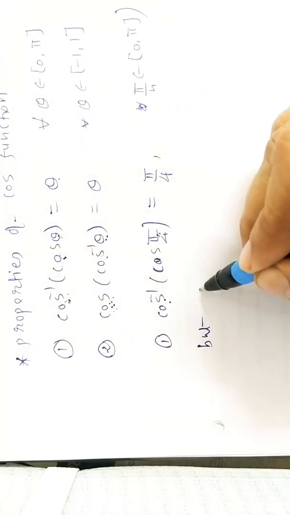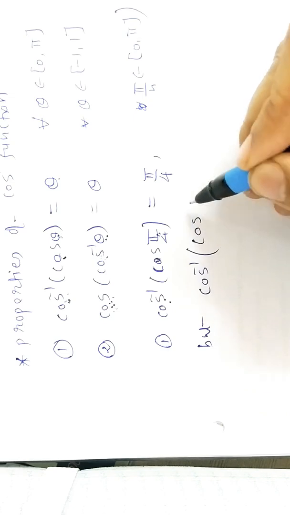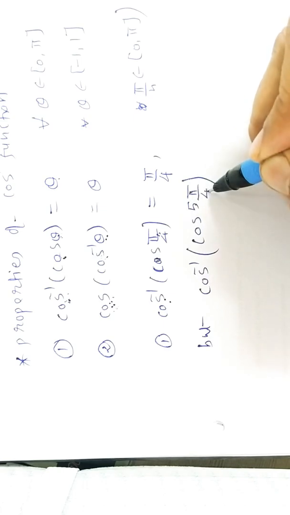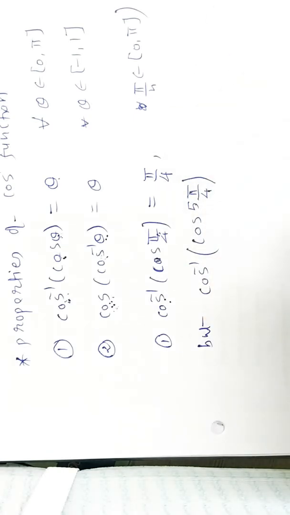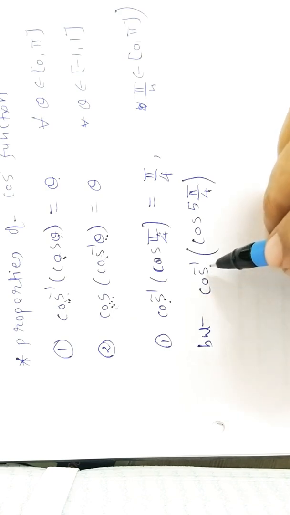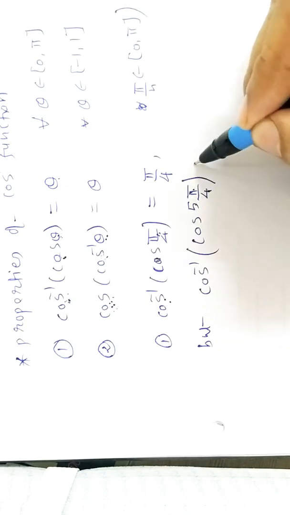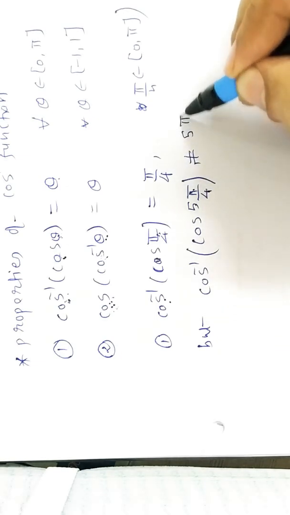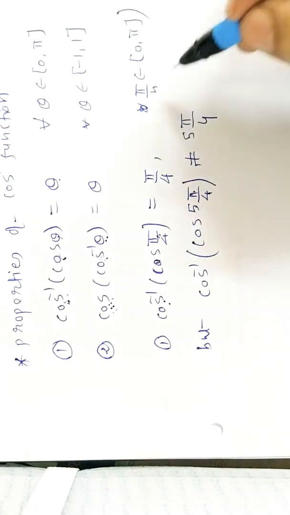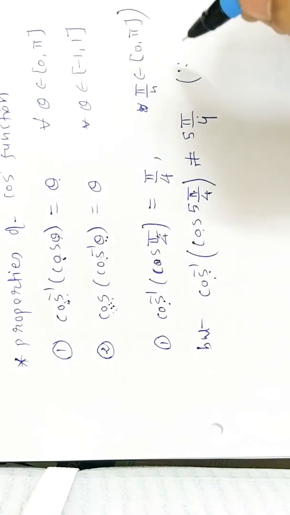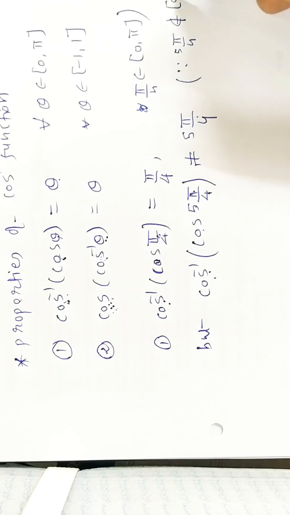But suppose cos inverse cos 5 pi by 4. Now you can see 5 pi by 4 does not belong to 0 to pi. The range of cos inverse is 0 to pi. We can clearly say that 5 pi by 4 does not belong to 0 to pi. That is why the composition is not possible, so the answer is not 5 pi by 4, because 5 pi by 4 does not belong to 0 to pi.